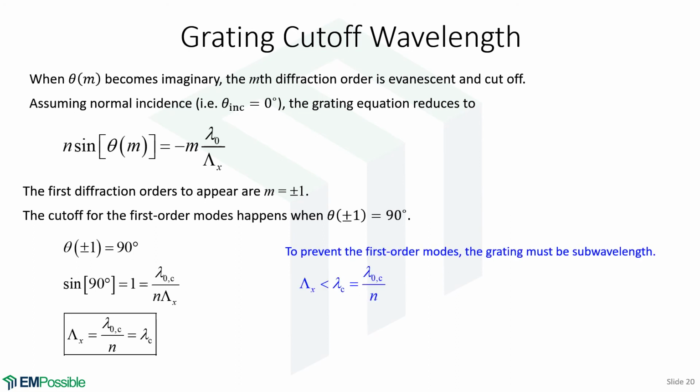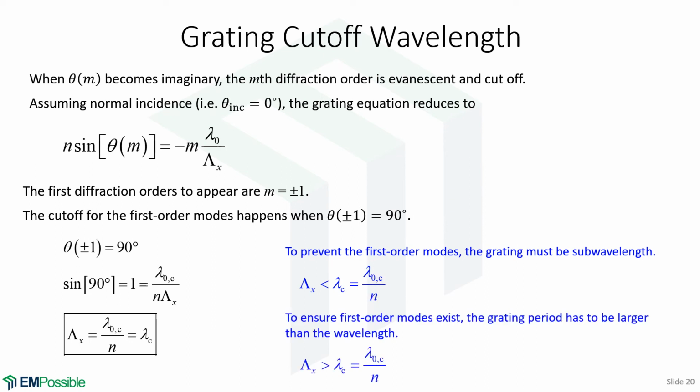So in conclusion, if we want to prevent first order modes, we need to make sure that our grating period is less than this cutoff wavelength, which, by the way, is the free space cutoff wavelength divided by refractive index. If we want to make sure that they exist, then we just have to reverse this. We need to make sure that our grating period is greater than this cutoff wavelength.